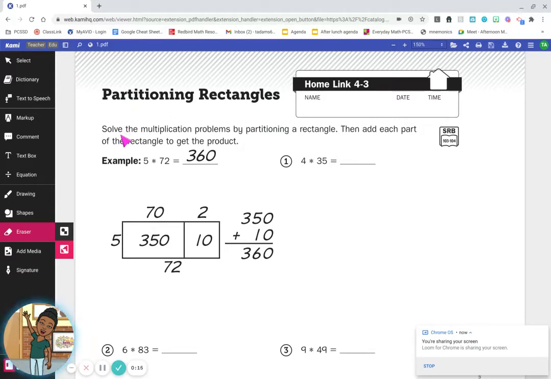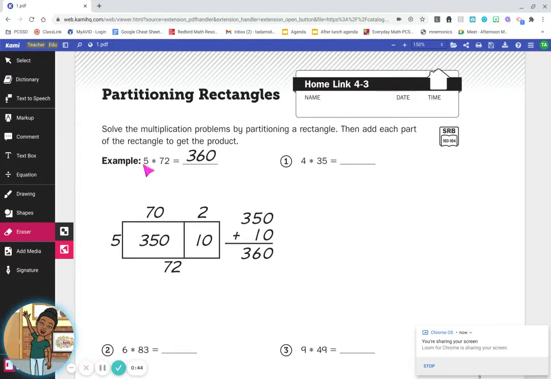Solve the multiplication problems by partitioning, separating a rectangle. Remember, partitioning means separating. What are we separating? We're separating our tens and our ones. All right, now that we understand that, after you separate, you are going to add each part of the rectangle to get the product. And remember, the product is the answer of a multiplication problem.